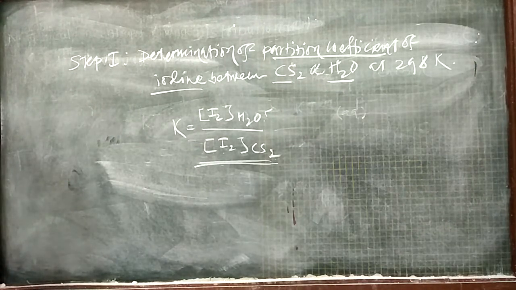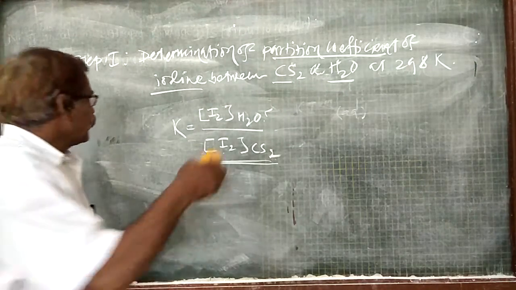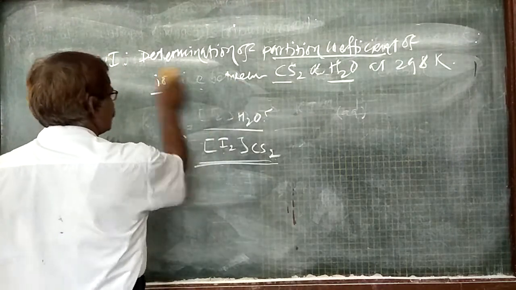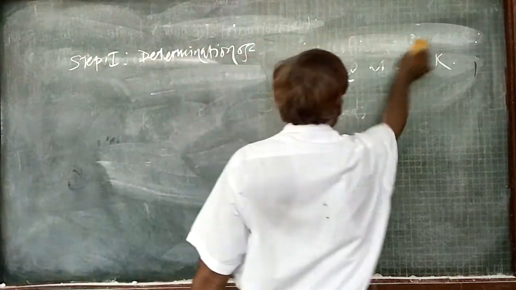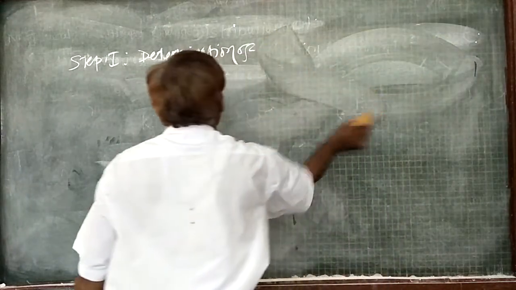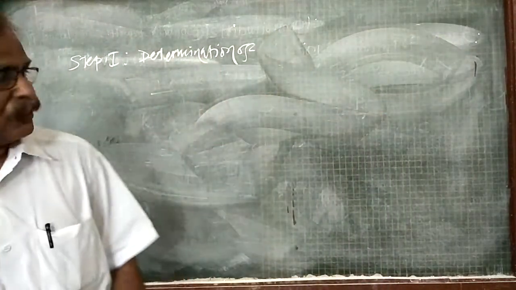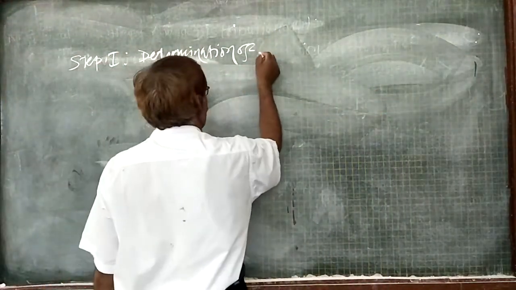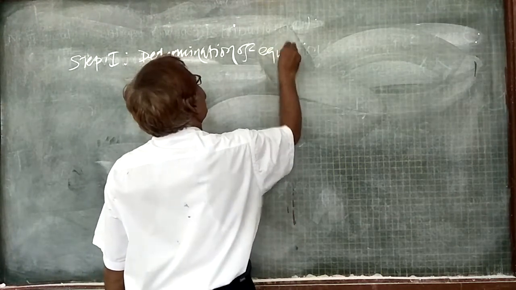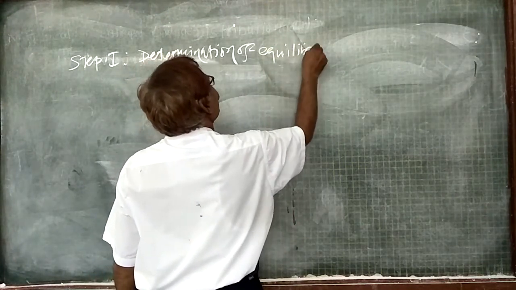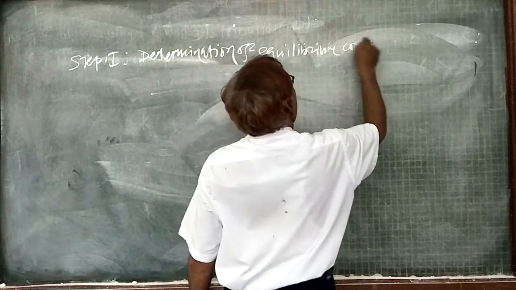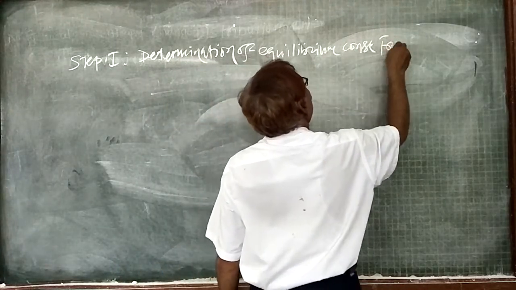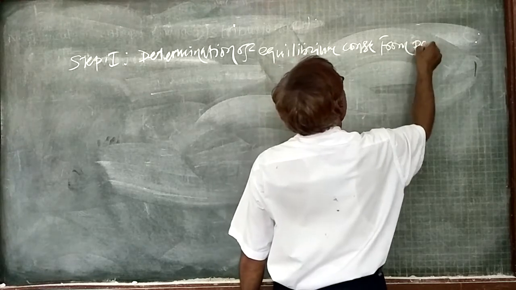With this, let us switch over to the next step, and the next step is determination of equilibrium constant from partition coefficient.